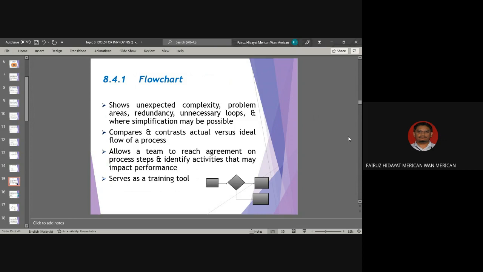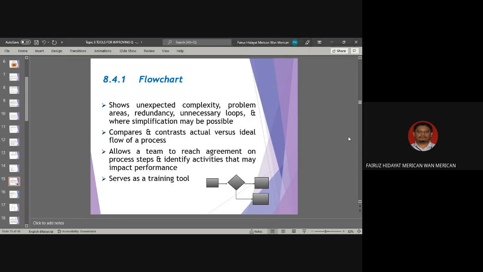So for example, it shows unexpected complexity, meaning that are there any complex processes that the company did not expect to happen in the process of that company. Okay, so sometimes processes can be very complex, which causes problems and can affect the quality of the company. So by having a flow chart, it's basically an illustration or a visualization of the process, so they can see which of these processes is becoming complex, which can affect their productivity, their effectiveness, their quality and so on, so they can take action to resolve that complex part of their process.